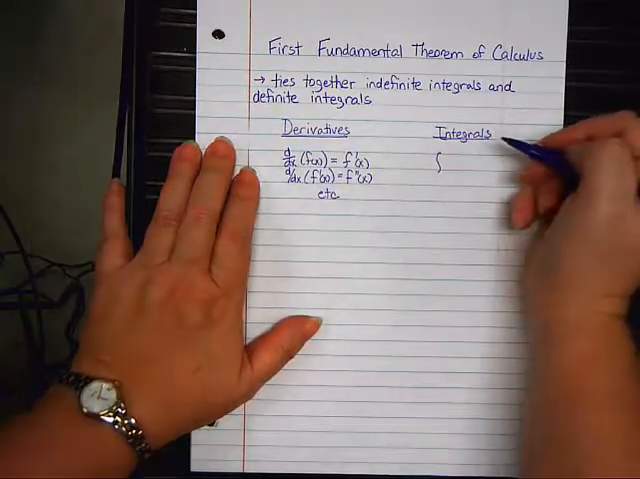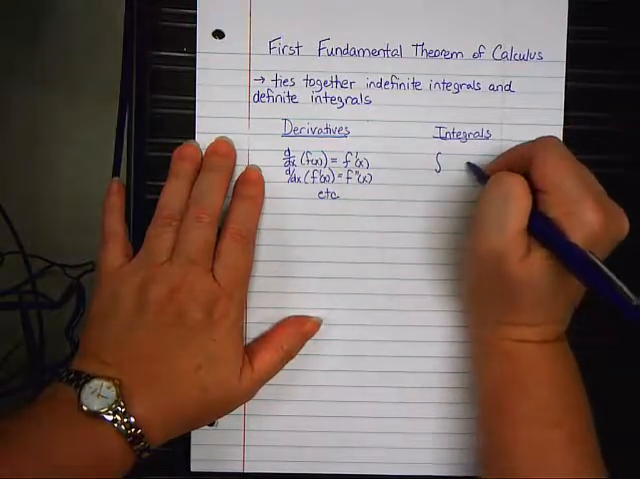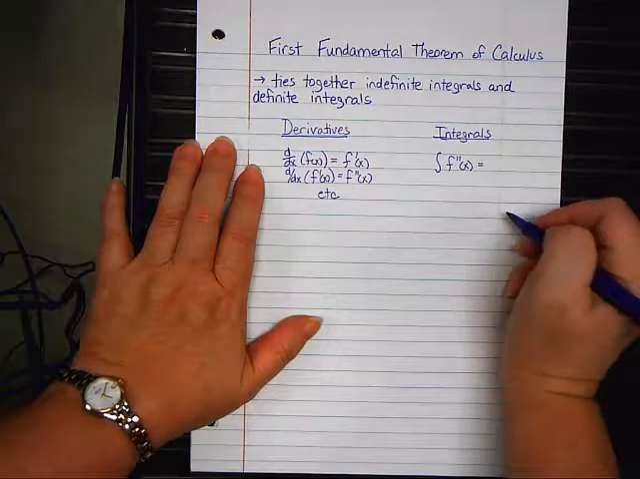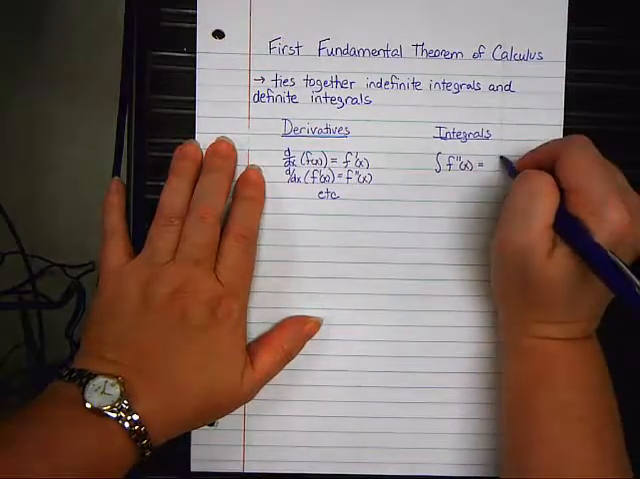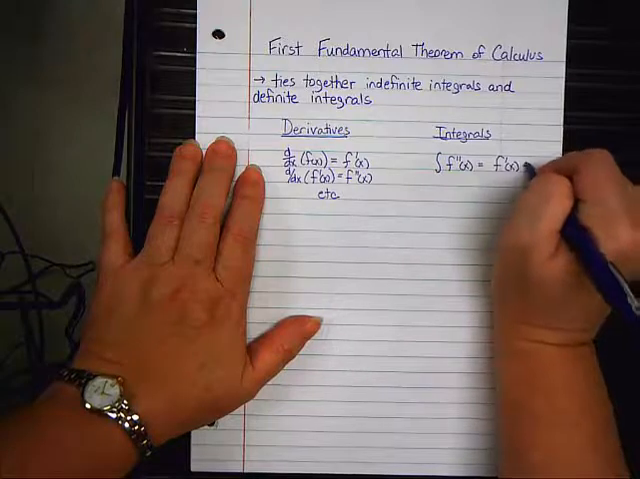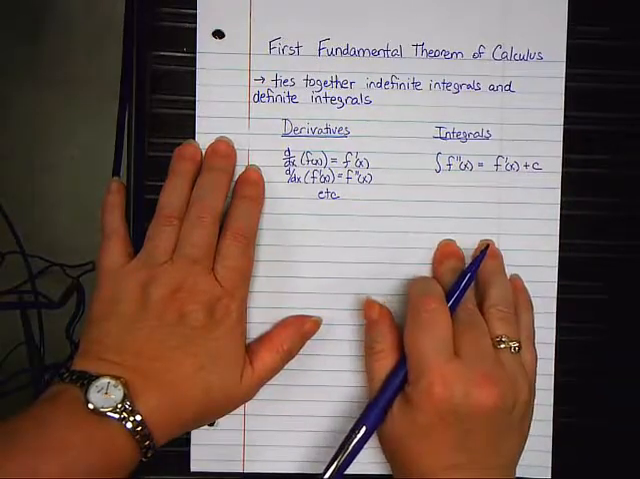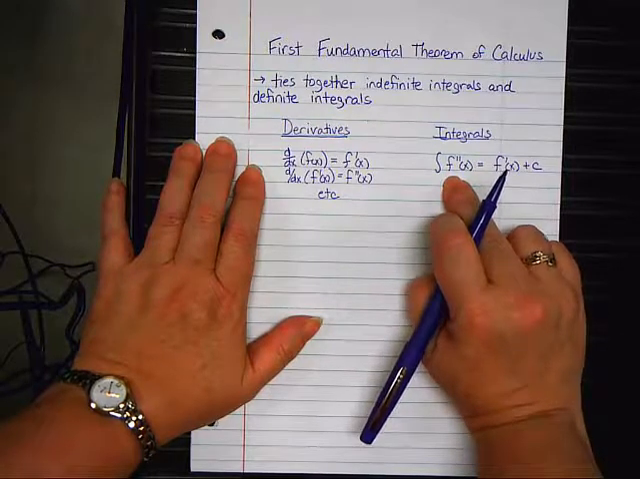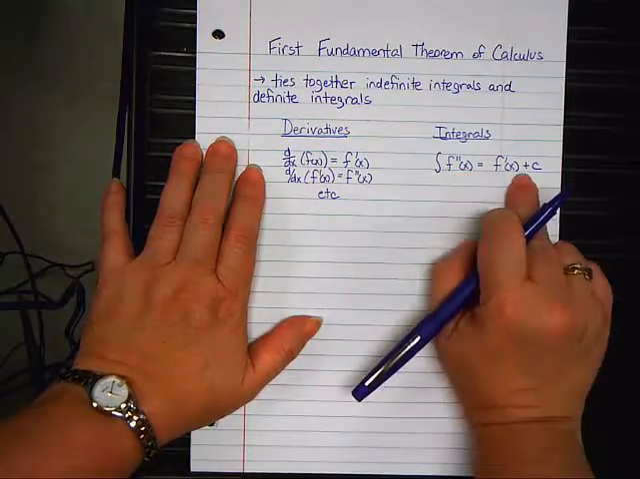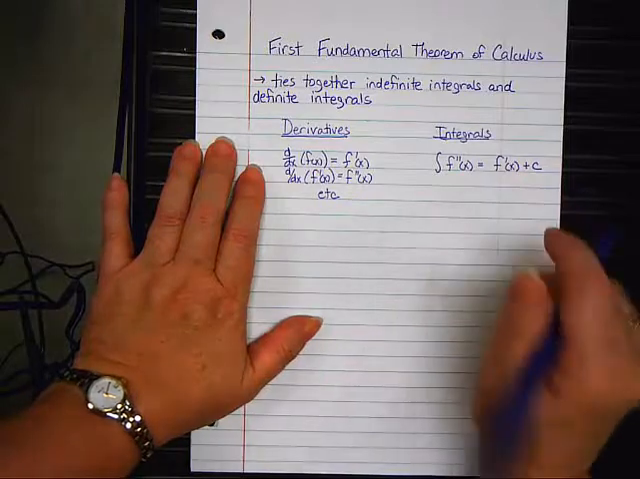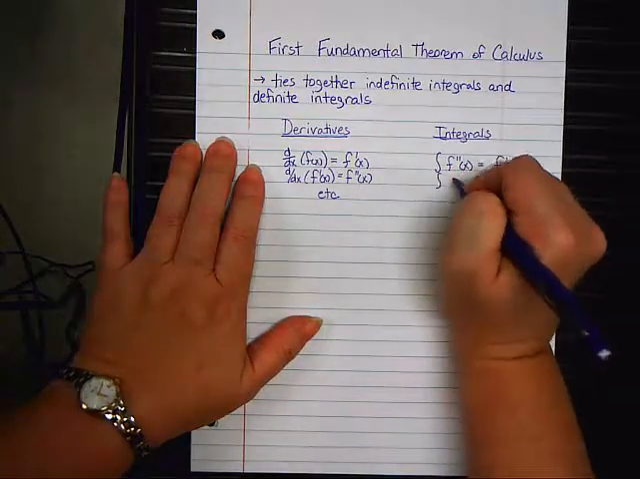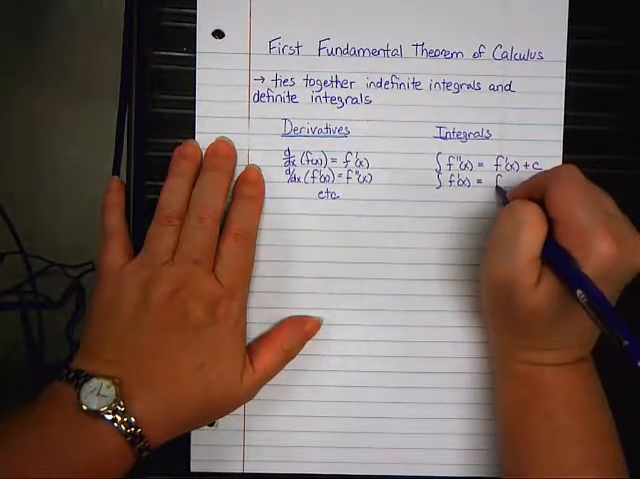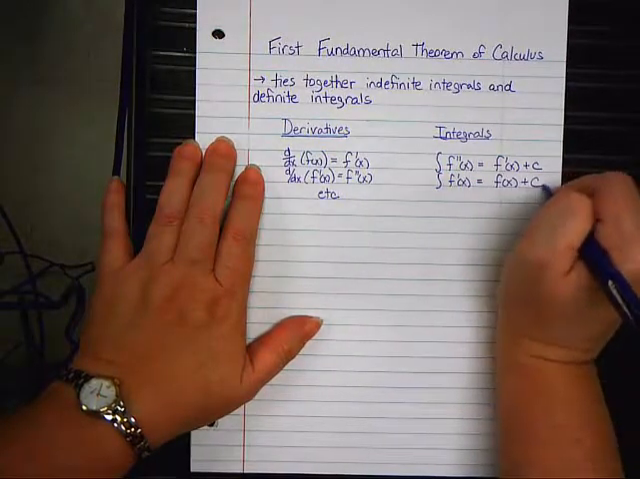we have to go a little farther than we do with derivatives. The integral of f double prime would be f prime of x plus c, because you're basically going backwards. The derivative of f prime is f double prime, so the integral of f double prime is f prime of x, but you've got to add on the c. The integral of f prime of x would be f of x plus c.